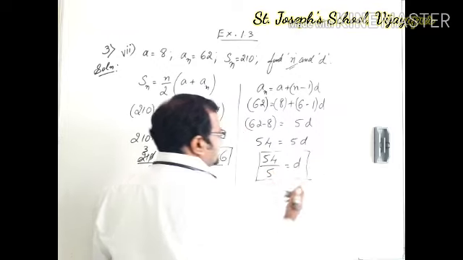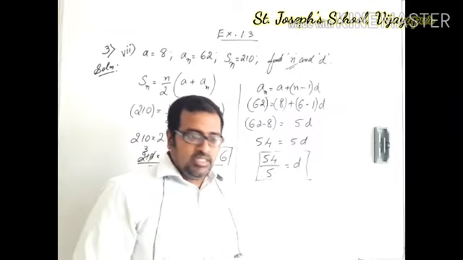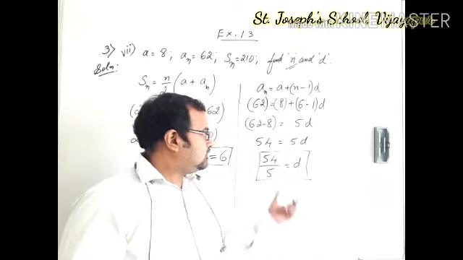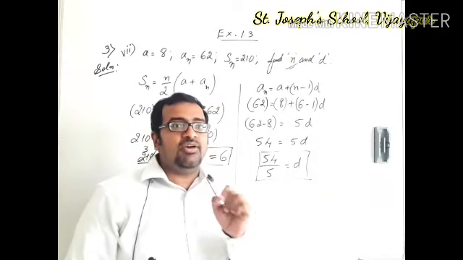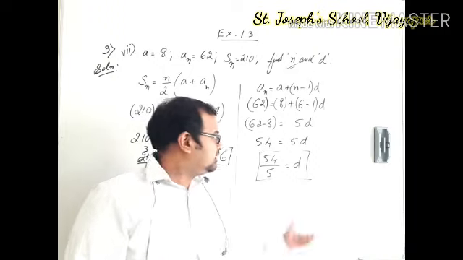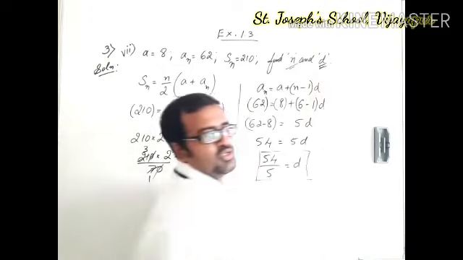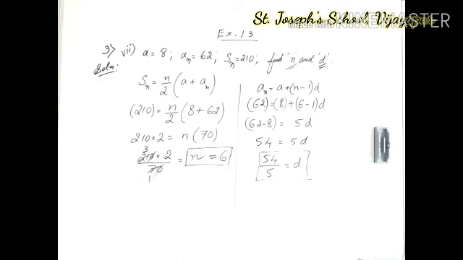See, difference can be a fraction. It can be negative. It can be a decimal also. It may be 0 also. Only n value has to be always natural number. So d is equal to 54 by 5 is the solution. Okay.